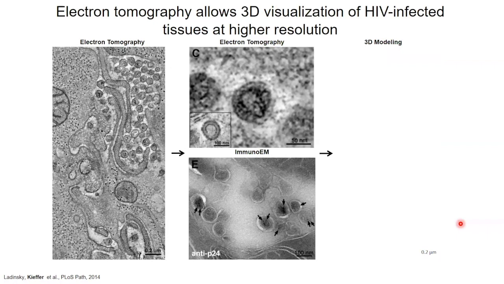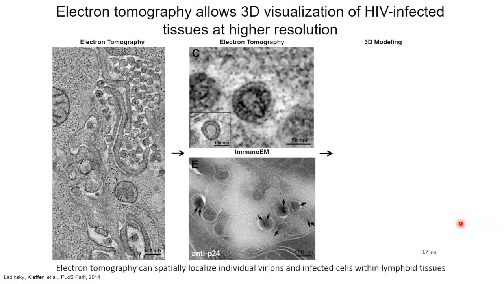And so what this really tells us is that we can spatially localize individual virions and infected cells within tissues, meaning that an infected cell, we know it's infected if it has a budding virus that's being produced from it.